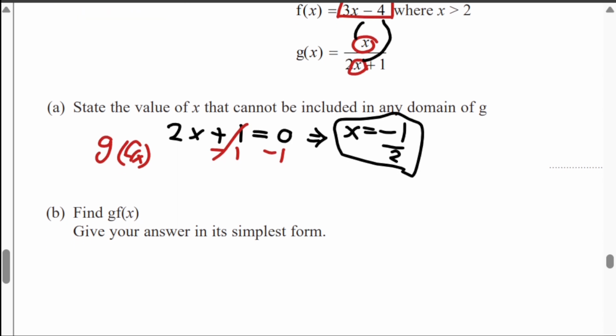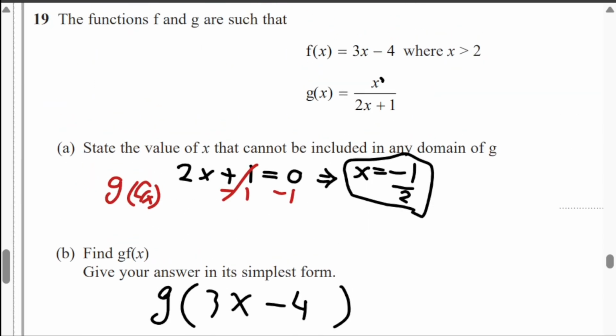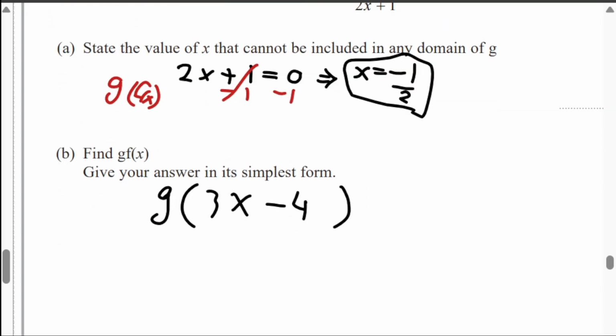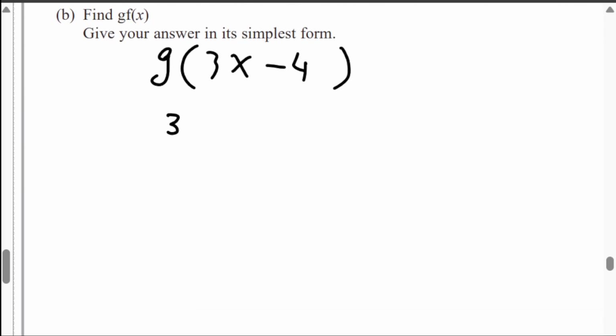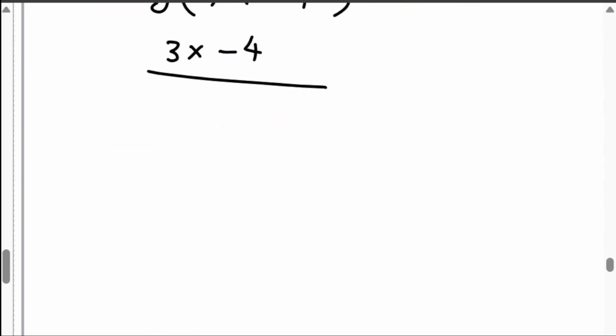So let's write it. It's going to be g of f of x. What's f of x? 3x minus 4. So it's g of 3x minus 4. Now instead of this x, we substitute 3x minus 4. So it's going to be 3x minus 4 divided by 2x plus 1. So it's going to be 2 times 3x minus 4 plus 1.